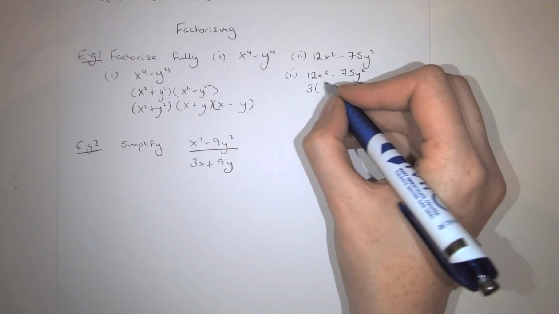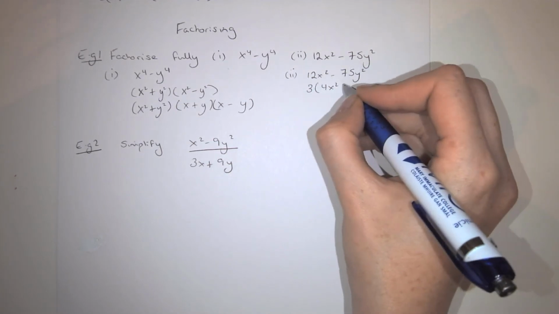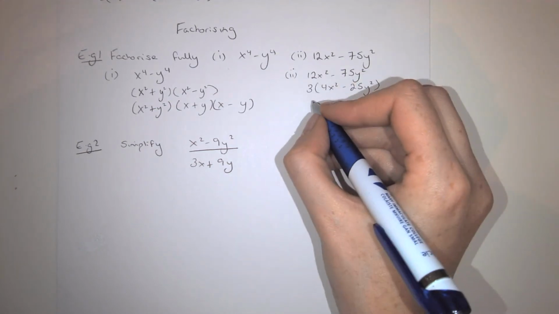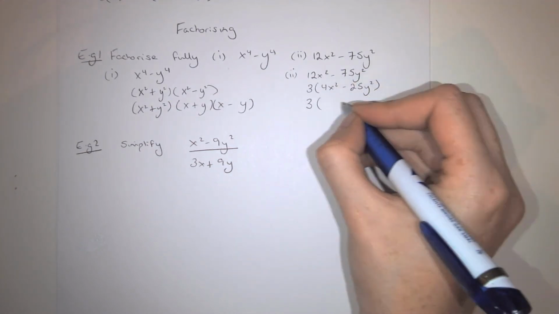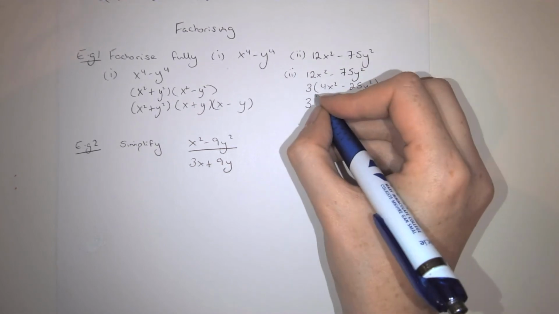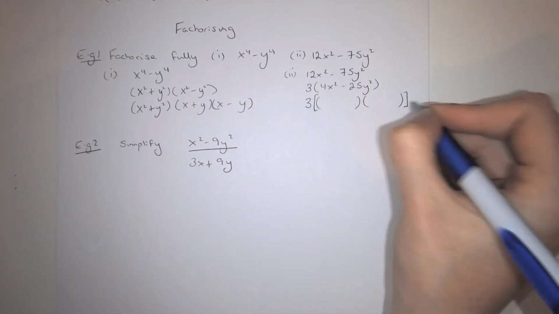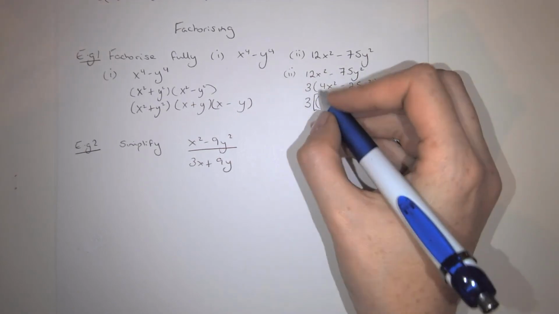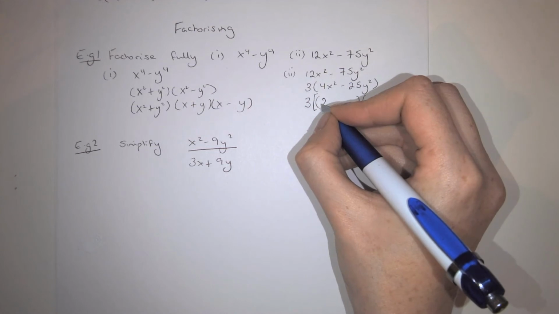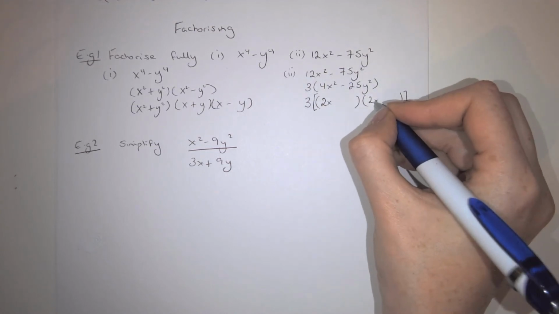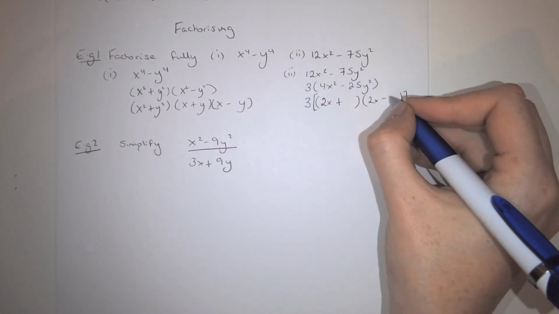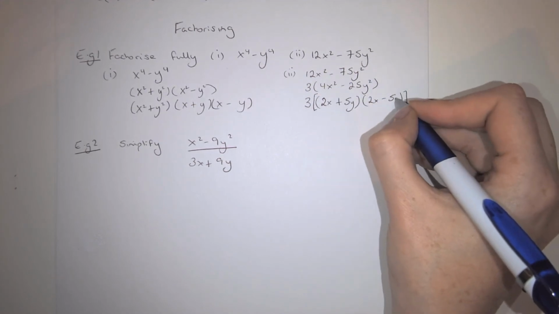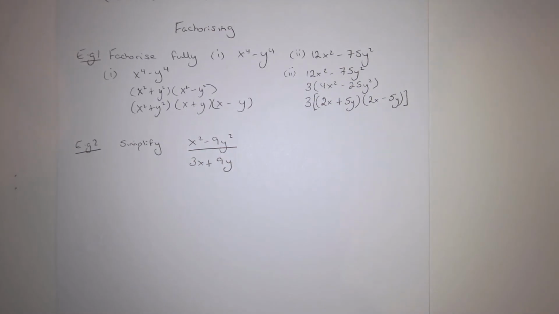So 3 bracket, inside we've got 4x squared minus 25y squared. So now we can see a difference of two squares occurring. So we leave the 3 out. Inside then, and again you can use your square brackets if you'd like, we leave the 3 outside, and inside we have got 4x squared minus 25y squared. So what multiplied by itself gives me 4x squared? That's 2x and 2x. And then a plus and a minus, always the signs, as it's the difference of two squares. And then we've got a 5y and a 5y there. And that's that factorised fully.